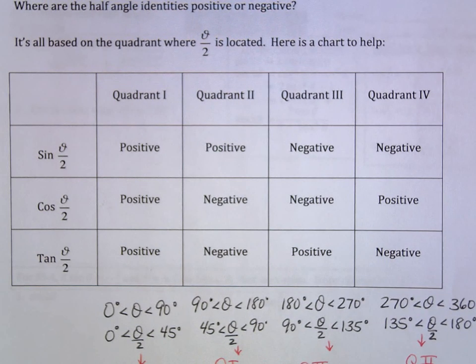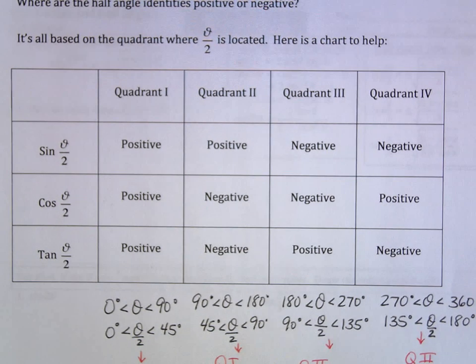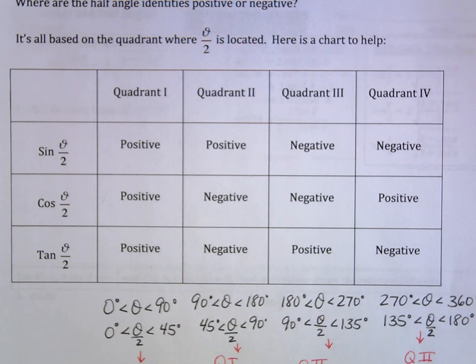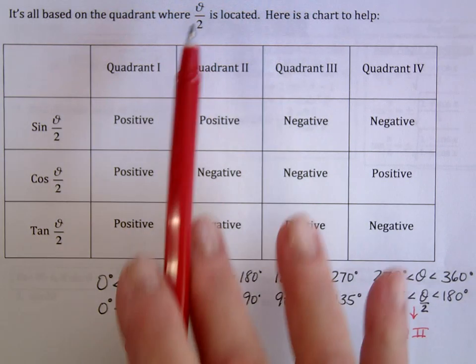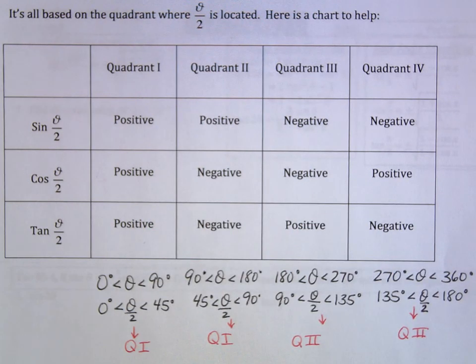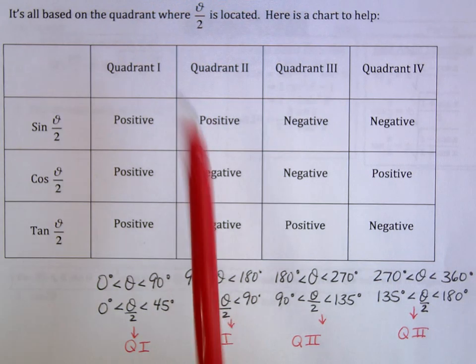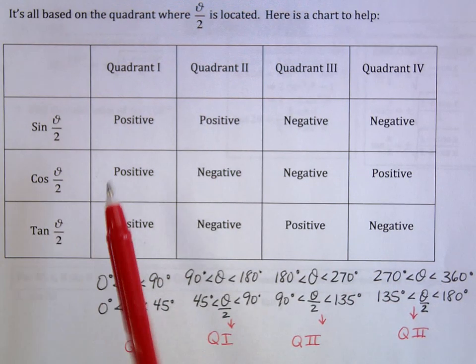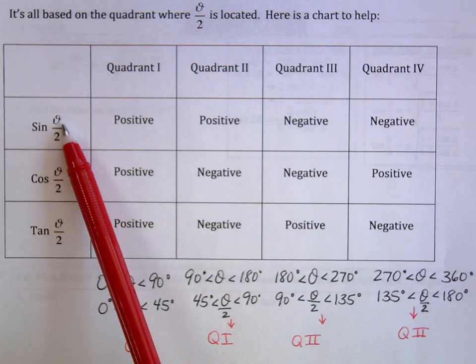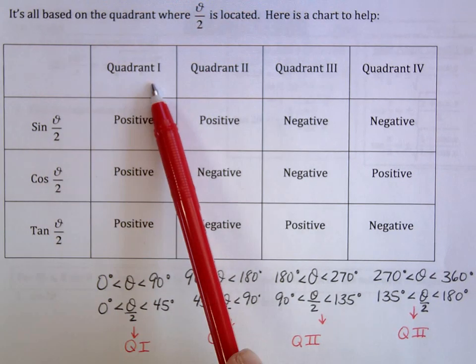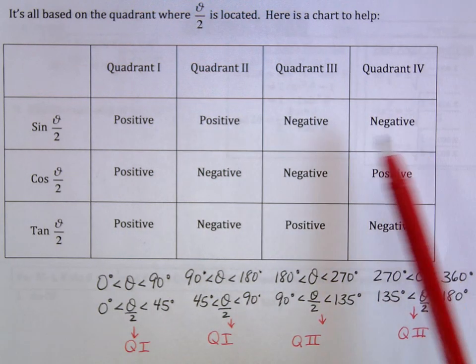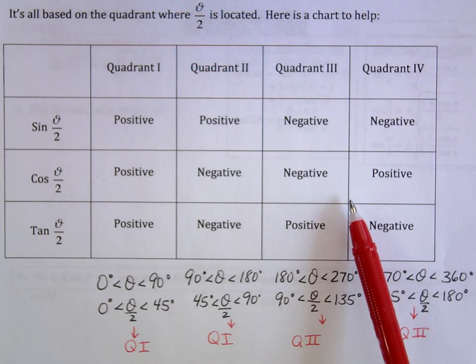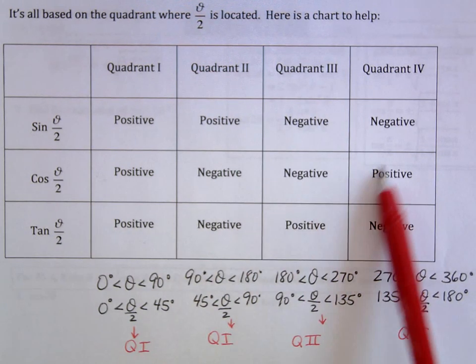This is included if you download our stuff. Where are the half angle identities positive and where are they negative? Some books base it on where theta is, and some books base it on where theta over 2 is, where the half angle actually is located. We're going to go with where the half angle is located. And here's our chart. So if I'm looking for the sine of theta over 2, and I'm in the first quadrant, it's positive, second quadrant positive, third quadrant negative, fourth quadrant negative. You got the idea of how you can do this. So I put a chart together to help us.